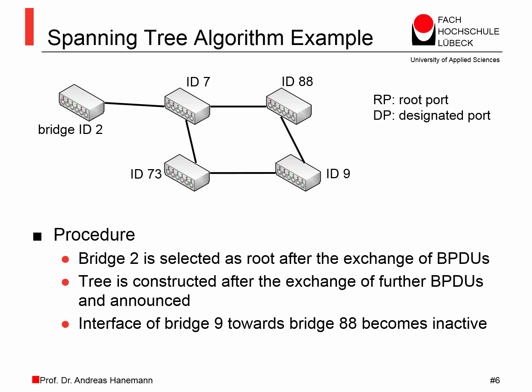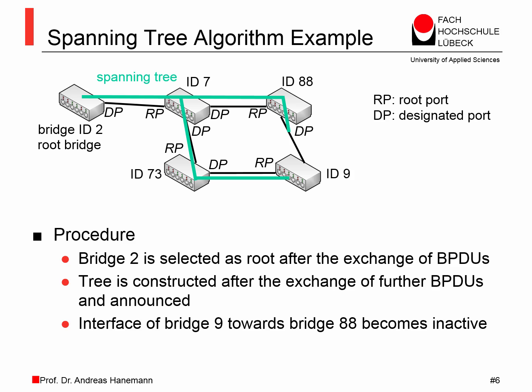Finally, we see here an example. In this network, bridge 2 has the lowest ID and is therefore selected as the root bridge. Then the spanning tree is constructed and ports on each other bridge are identified as root ports which lead to the root bridge. Afterwards, designated ports are selected so that each network segment can be reached with minimum costs from the root bridge perspective. Finally, one port on bridge 9 is neither root port nor designated port, so that it is blocked.